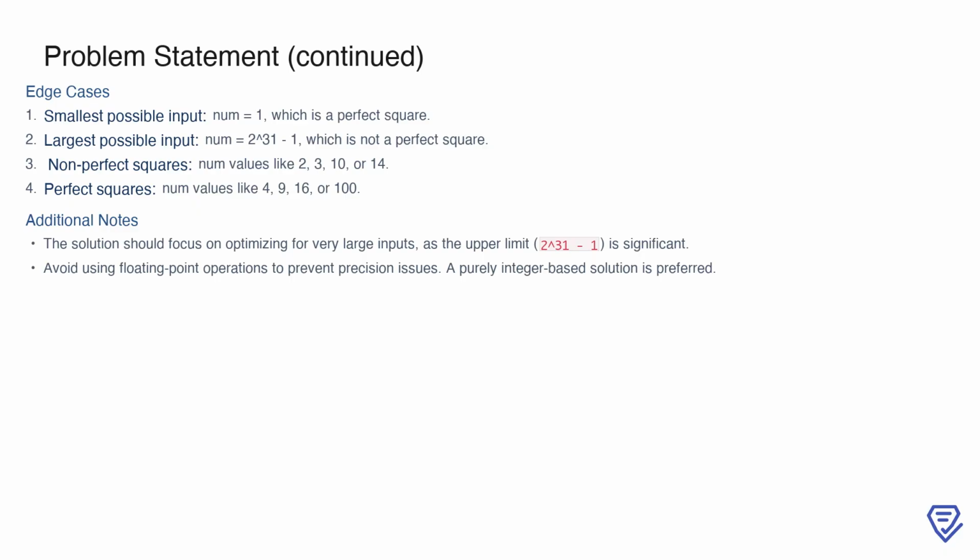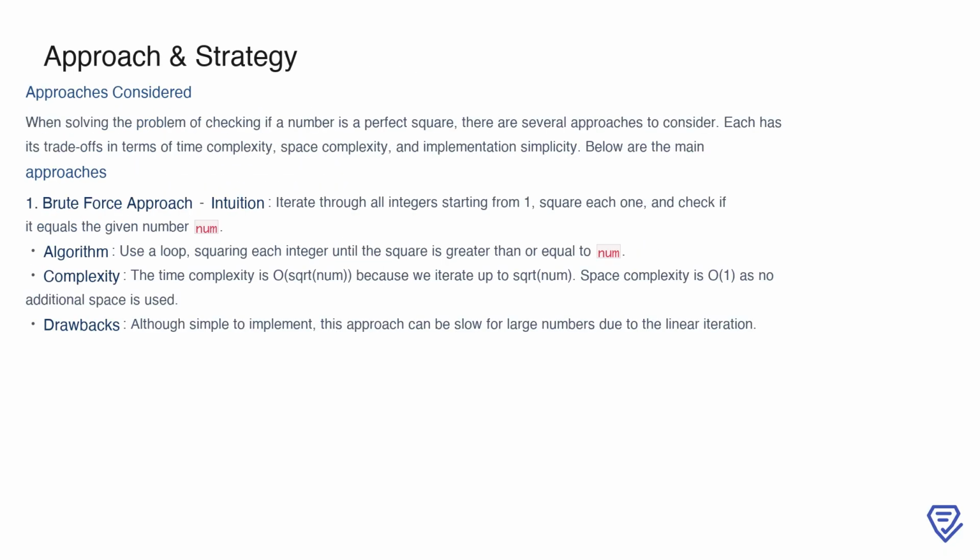A key aspect of solving this problem is optimizing for very large inputs, such as the upper limit of 2 to the power of 31. It's also important to avoid floating point operations to prevent precision errors, so the solution should rely entirely on integer-based calculations. When attempting to determine if a number is a perfect square, there are several approaches we can consider.